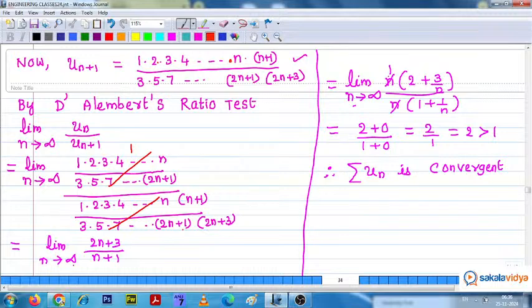So we write limit n tends to infinity 2n plus 3 by n plus 1. Take n common: limit n tends to infinity 2 plus 3 by n divided by 1 plus 1 by n. As n tends to infinity, 3 by n is 0, 1 by n is 0, so 2 plus 0 by 1 plus 0 is 2 by 1, which is 2. 2 is greater than 1. So sigma un is convergent.